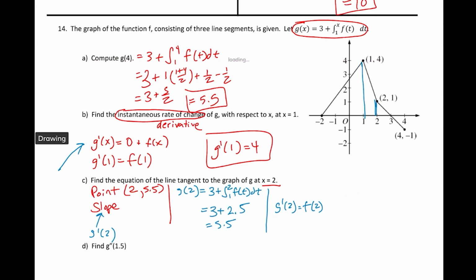So we can see from the graph that f of 2 is 1. So g prime of 2 is 1. Therefore, the slope is 1. And now we have a point. We got the slope. Now we can write our equation. y minus 5.5 equals 1 times x minus 2.